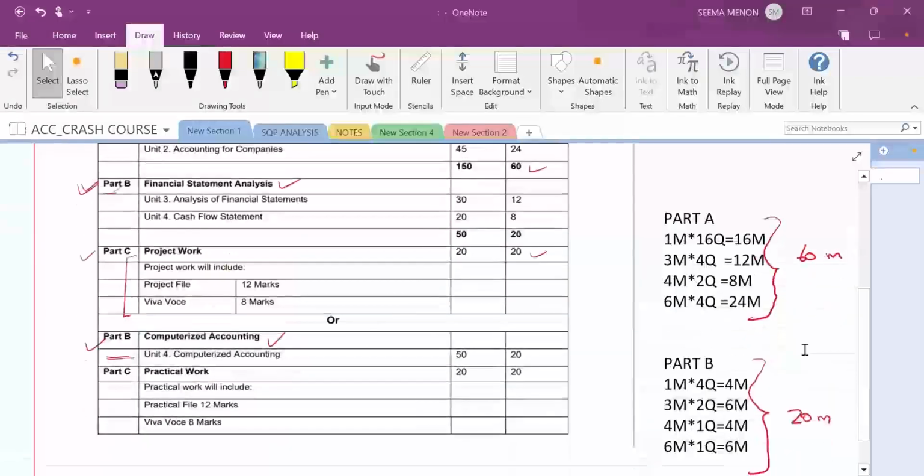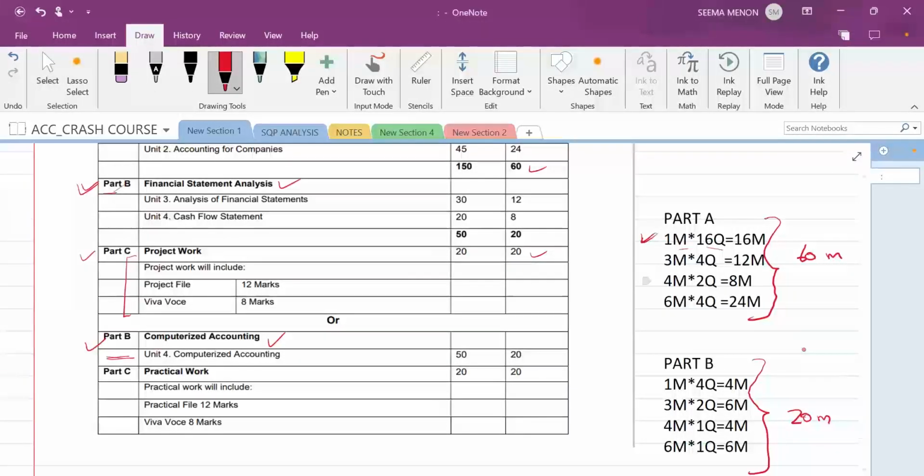Now see the question paper pattern. In part A, there will be 16 questions of 1 mark. Then 4 questions of 3 marks, which is a total of 12 marks. Then there will be 2 questions of 4 marks, which is 8 marks.